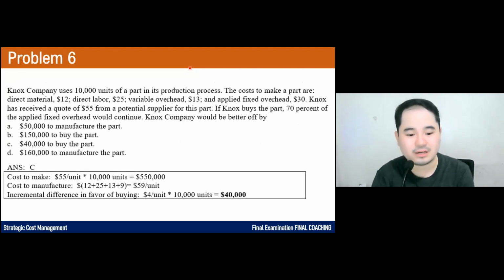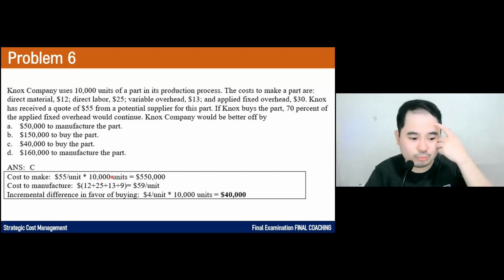This is a problem naman about make or buy decision. Okay, so Knox company uses 10,000 units of a part in its production process. Cost to make is 12 na materials, 25 na labor, and 30 na overhead. And then applied fixed overhead is 30. Tapos, kung may nag-o-offer sa kanya na I'll just supply that to you for 55 isa. Okay? Kung sakali daw pong bibilin, 70% would continue dun sa iyong fixed overhead. No? So, what would be the best decision?